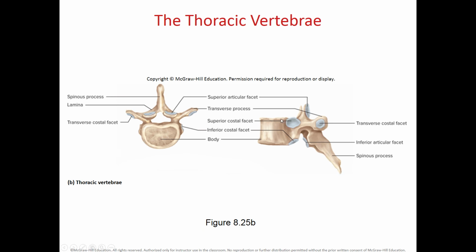And then in here on the body, in the posterior region next to the pedicle, you have the superior and inferior costal facets. So the ribs, or the costal bones, have a head that articulates with the body of the thoracic vertebrae, in the superior and inferior costal facets. And then we have the transverse costal facet that articulates with the costal tubercle of the ribs.